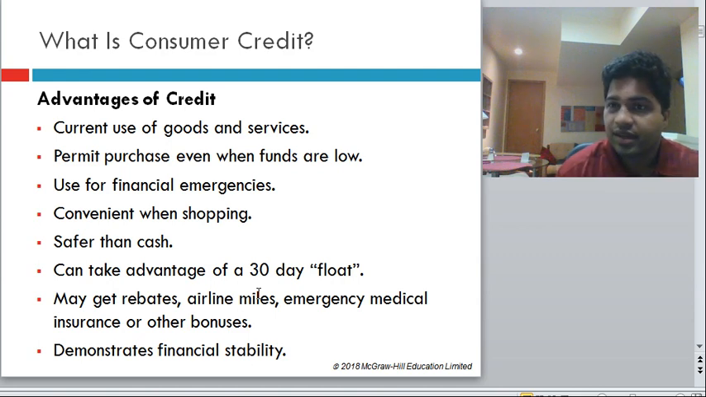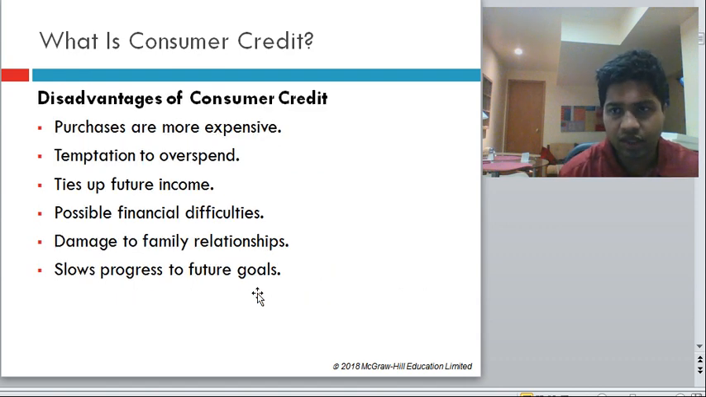Convenient when shopping. It is very convenient to use cards while shopping, and safer than cash. You can take advantage of a 30 day float. So if you pay your credit card bills on time, they don't charge you any interest. So it's like using credit for free. You may get rebates, airline miles, emergency medical insurance, and other bonuses. And you demonstrate financial stability, so you build your credit rating.